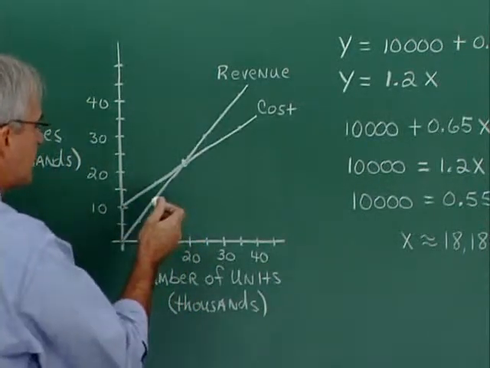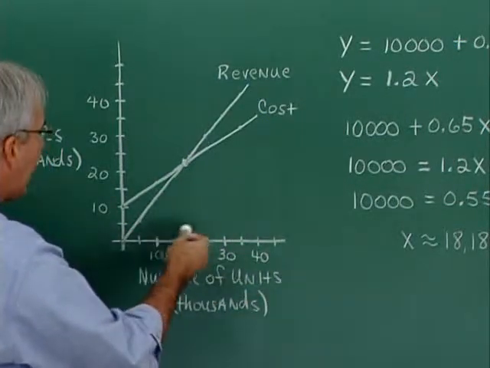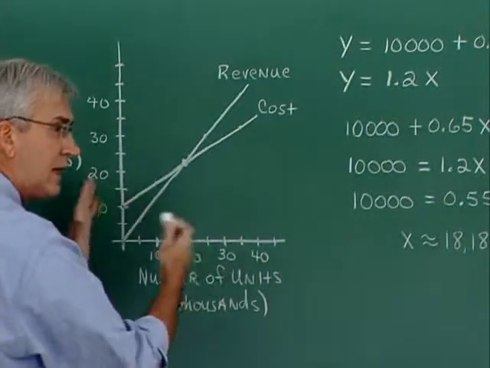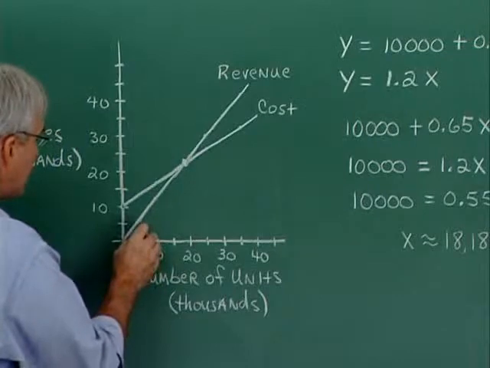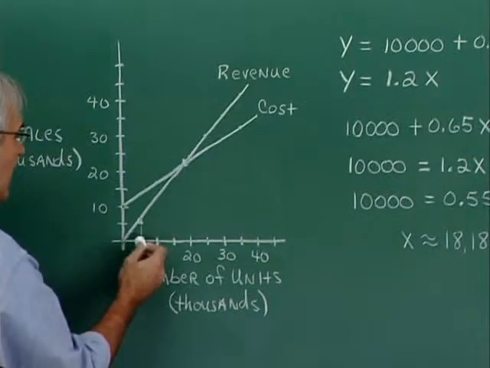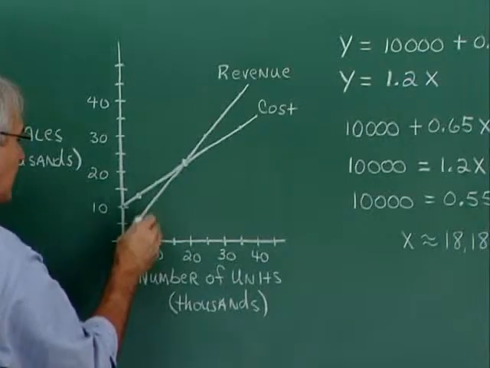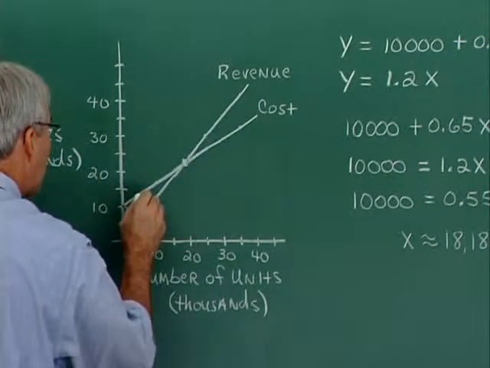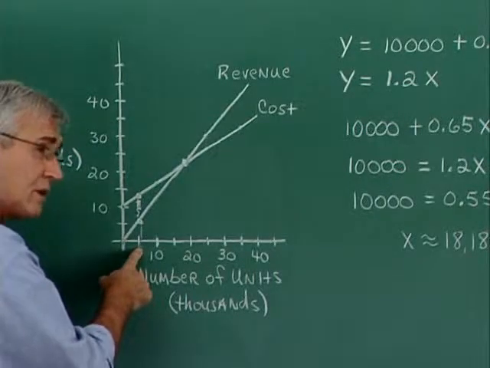Here's a rather interesting situation, though. For other numbers of units, we can actually see some amount of loss or profit in different areas of the coordinate plane. For example, at 5,000 units. Here's revenue. So the revenue is this much, and the cost is this much. So if we're bringing in this amount of money and it's costing us this amount of money, the difference here would be the amount of loss.